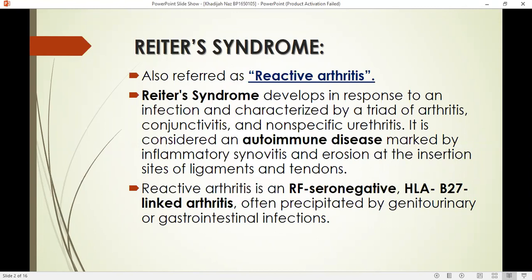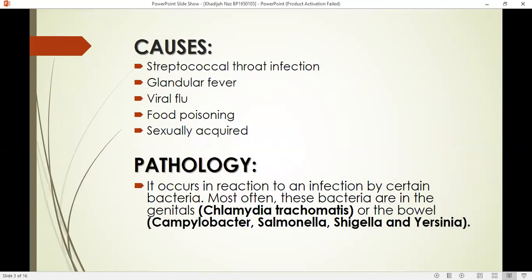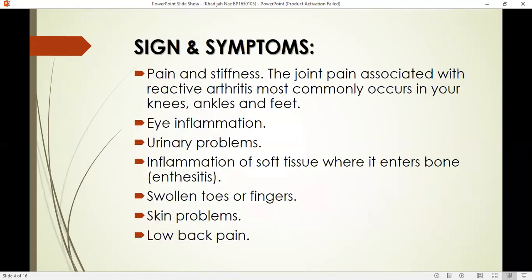Reactive arthritis is an RF seronegative HLA-B27 linked arthritis. Causes. The main causes are streptococcal throat infection, glandular fever, viral flu, food poisoning, and sexually acquired infection. Pathology. The bacteria involved in this inflammation are mostly those present in the genital tract, that is Chlamydia trachomatis, or in the bowel, that are Campylobacter, Salmonella, Shigella, and Yersinia.